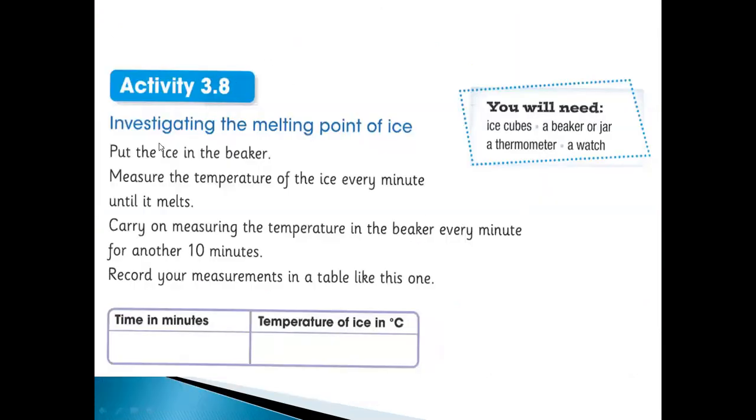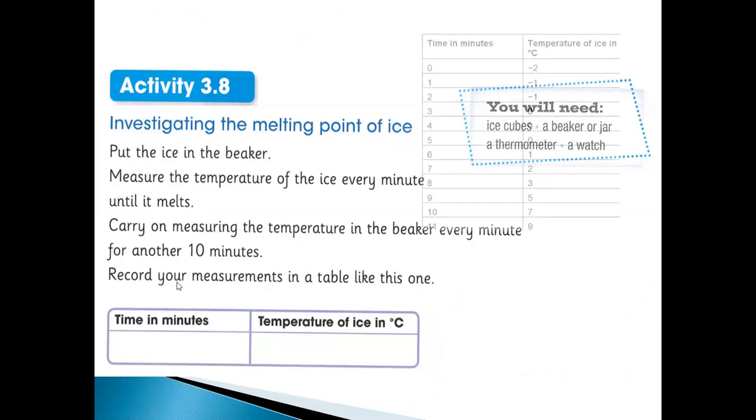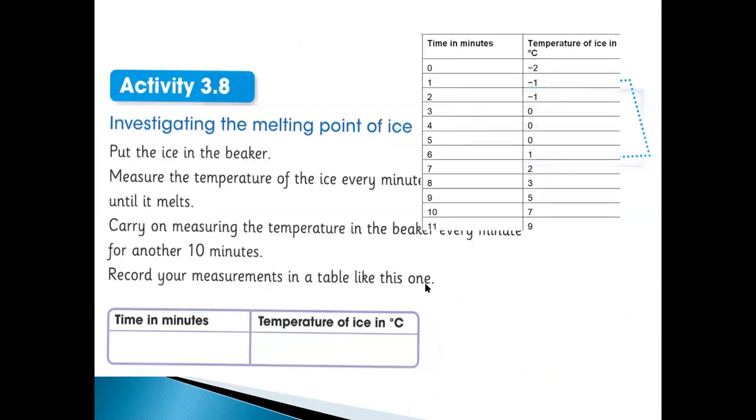So you have an activity: investigating the melting point of ice. Put the ice in a beaker. Measure the temperature of the ice every minute until it melts. Carry on measuring the temperature in the beaker every minute for another 10 minutes. After this, you record your measurements in a table like this one.